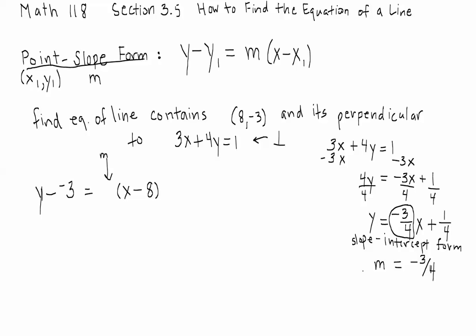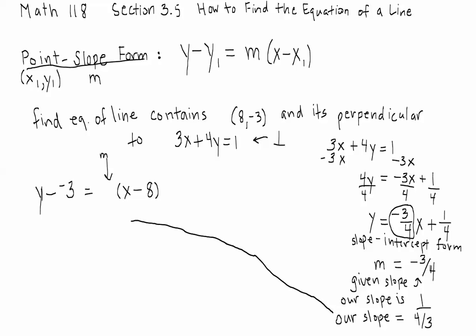So that's the slope of the line they gave us. They want us to find the equation of a different line, but they want our slope. So this is the given slope. But our slope is perpendicular to the given slope. So our slope is going to be 4/3. You flip it over and change the sign. That's called the negative reciprocal. So that is what we're going to put right there, 4/3.